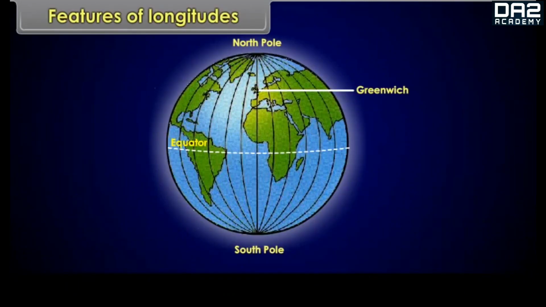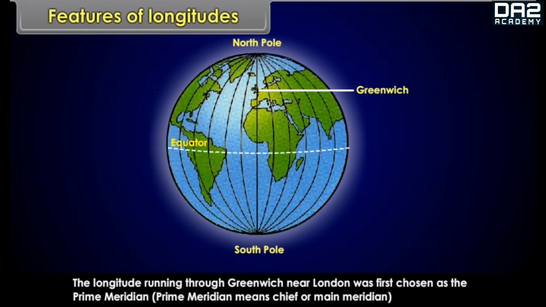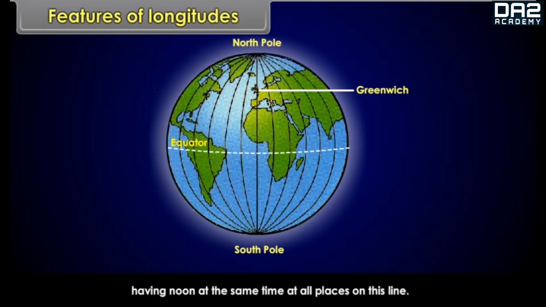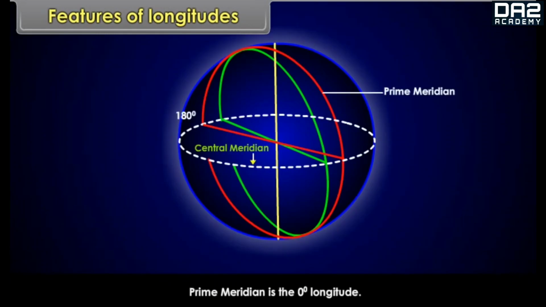Features of longitudes. Meridians are equal in length. All the longitudes converge at the poles. The longitude running through Greenwich near London was first chosen as the prime meridian. Prime meridian means chief or main meridian, having noon at the same time at all places on this line. Prime meridian is the 0-degree longitude.